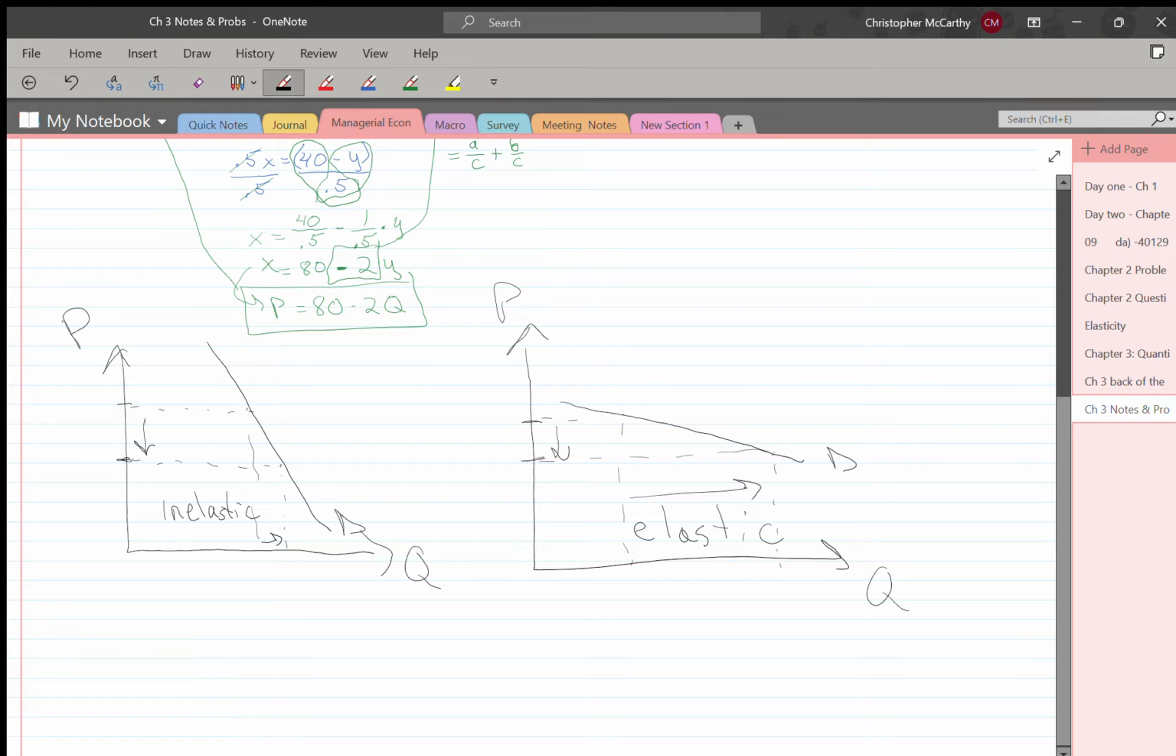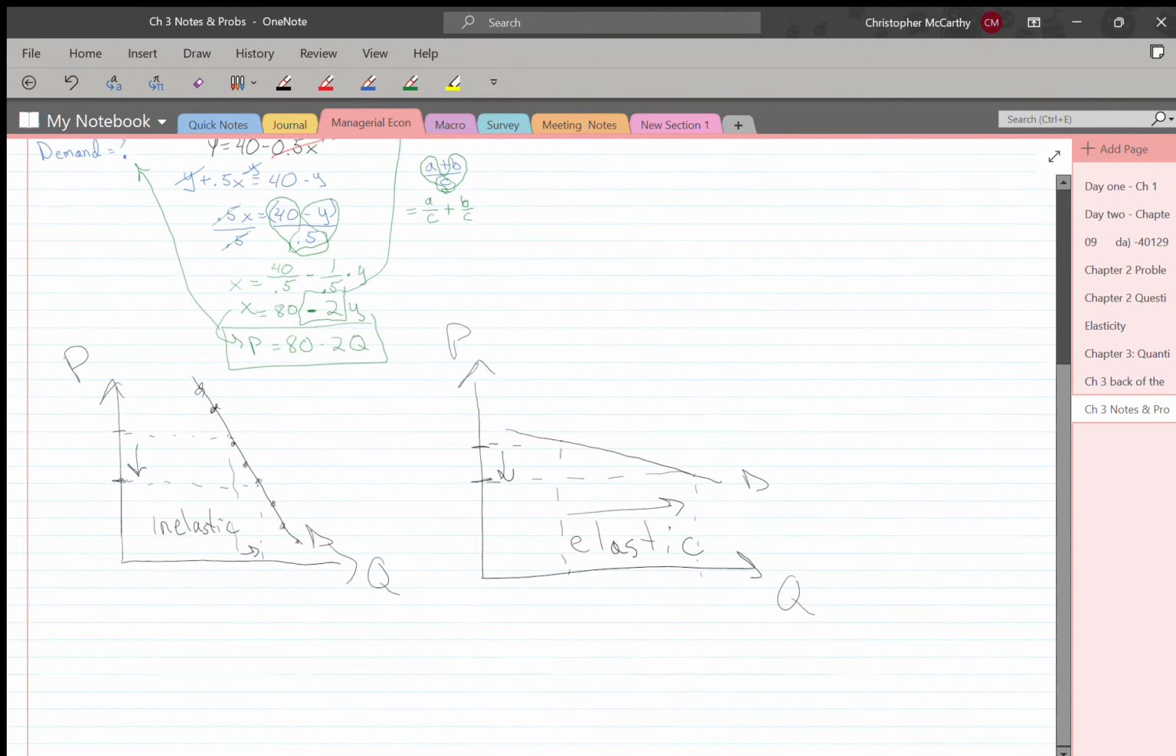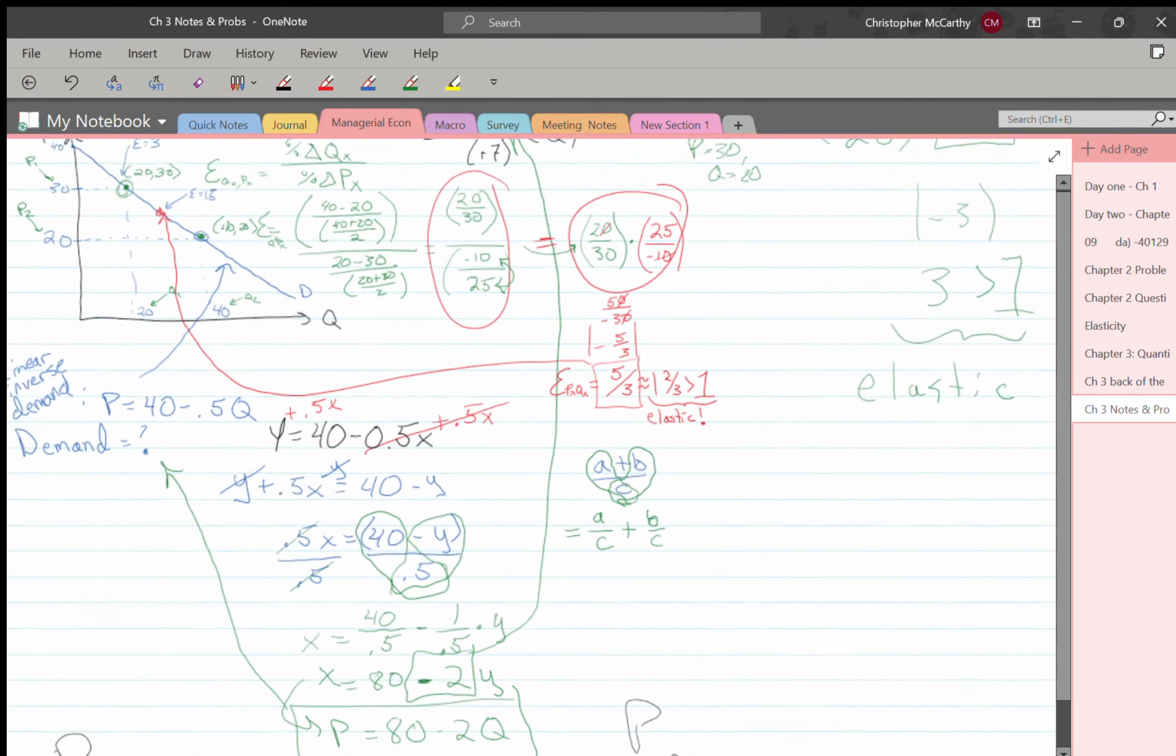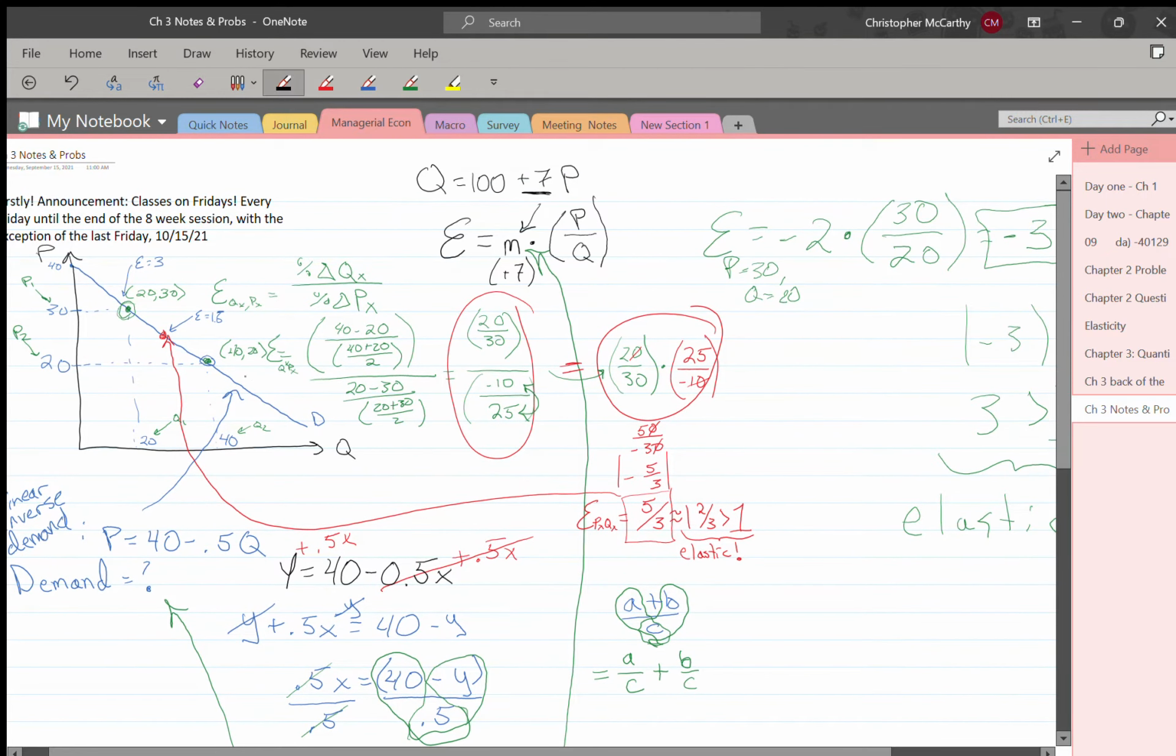But what I'm trying to show you with this example above is that the elasticity is not constant on the curves. So at different points along the curve, the elasticity is changing, and specifically, it's getting more inelastic as you go towards the bottom and it's more elastic as you go towards the top.